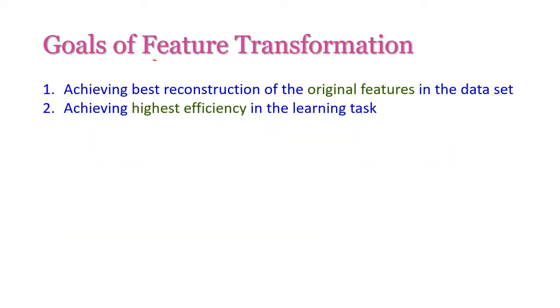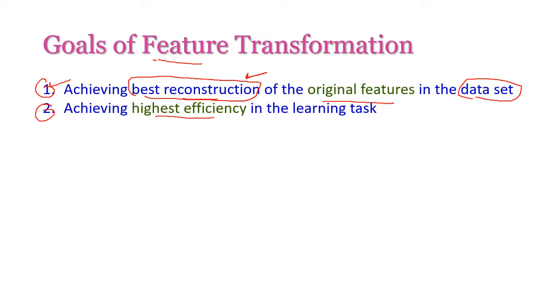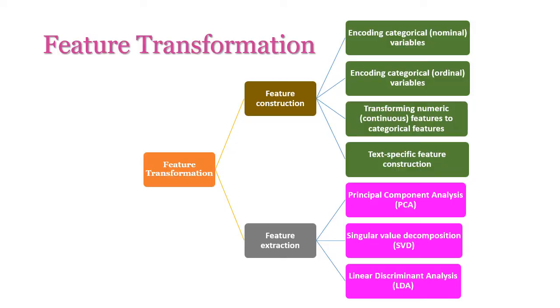The goals of feature transformation: the first one is achieving the best reconstruction of the original features in the dataset. The original features will be reconstructed so that we will get only the required features. Second one, achieving the highest efficiency in the learning task. If we are using only the required reduced number of features, then the efficiency of the learning algorithm will be very much increased. There are two main categories of feature transformation: first one is feature construction and second one is feature extraction.